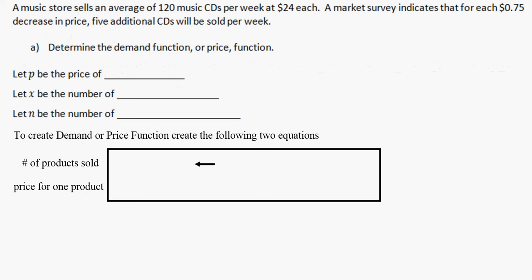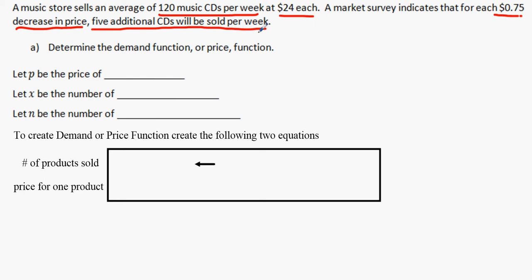So again, a music store sells an average of 120 CDs per week. Mr. Wills, this is old. Why? We don't really buy CDs anymore. At $24 each, if you're selling CDs for $24, you are going to go bankrupt. A market survey indicates that for each 75-cent decrease in price, 5 additional CDs will be sold per week.